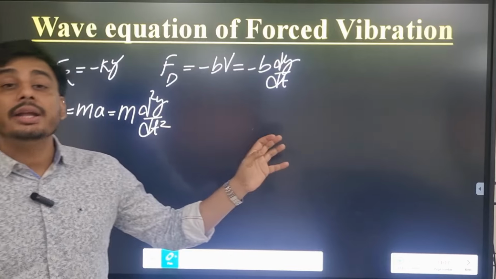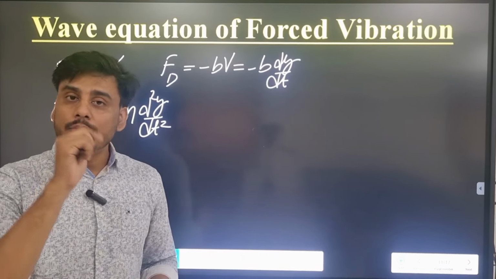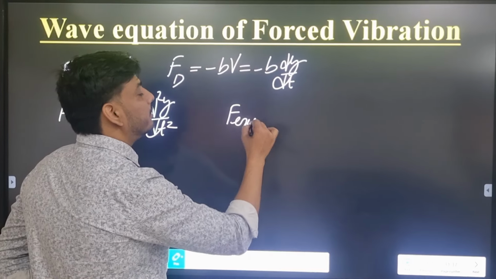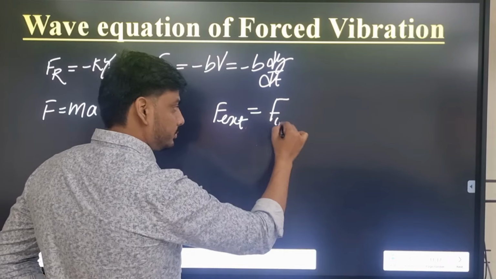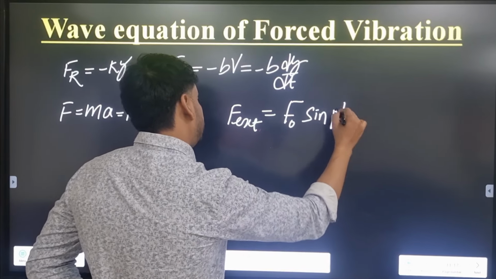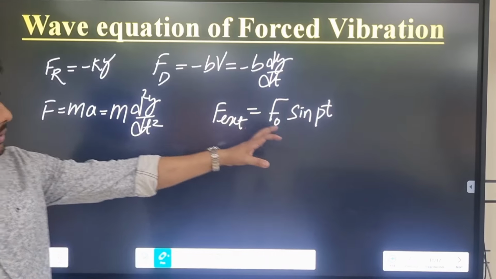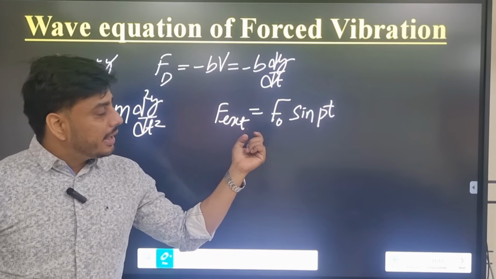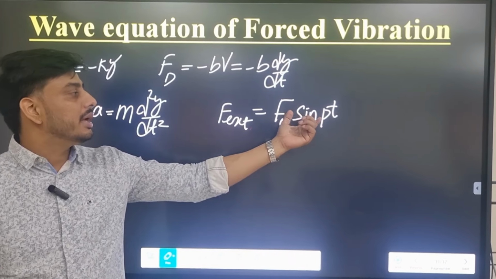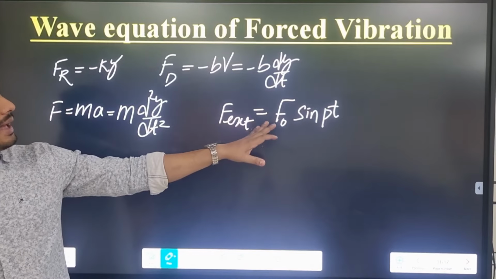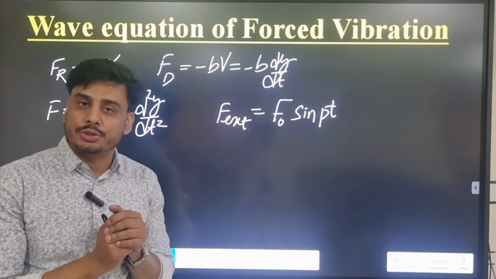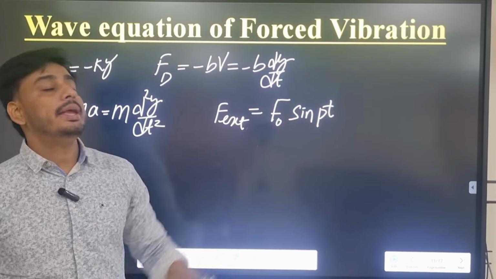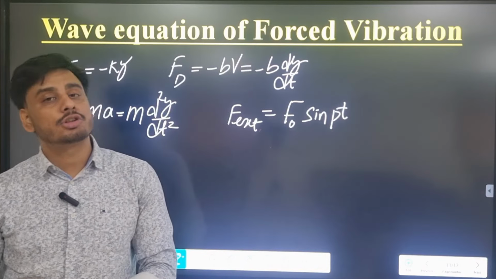All these forces were also there in the damped vibration case. But one more important force is there, that is the external periodic force. That external periodic force we have written as F external equal to F naught sine Pt. Then what is F naught, what is P, and what is that function? Already we discussed this is nothing but an external periodic force. Since it is a periodic force, we can express it in terms of trigonometric functions. And F naught is nothing but the maximum value of force, that is, the amplitude of the force. And P is nothing but the angular frequency of that external periodic force.